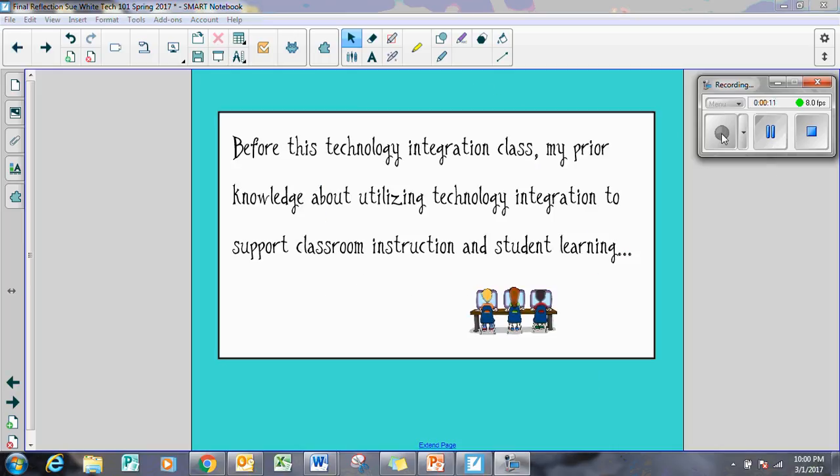Before this technology integration class, my prior knowledge about utilizing technology integration to support classroom instruction and student learning was very limited. I actually thought I was doing a pretty good job with technology in my classroom. I believe technology integration meant replacing paper and pencil and even some books with a few technology resources.